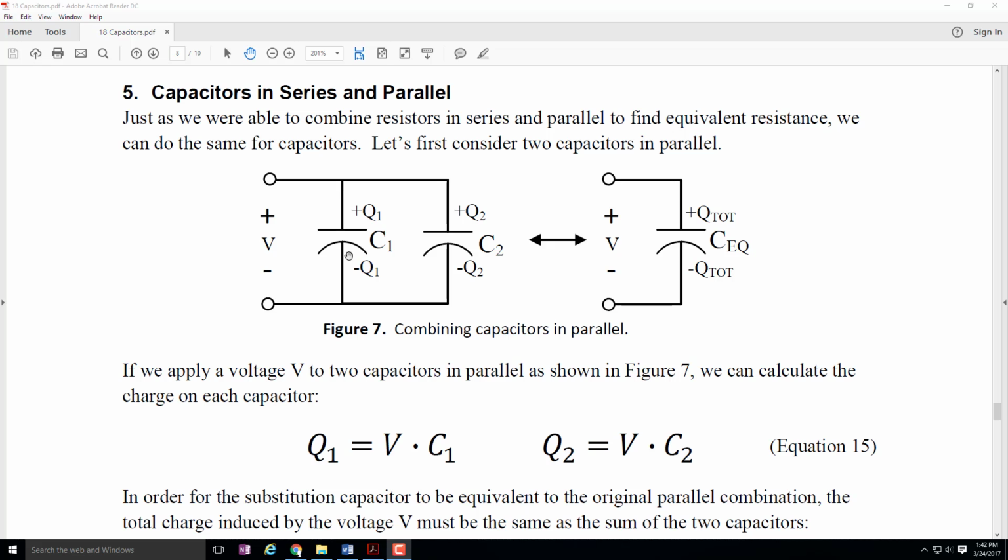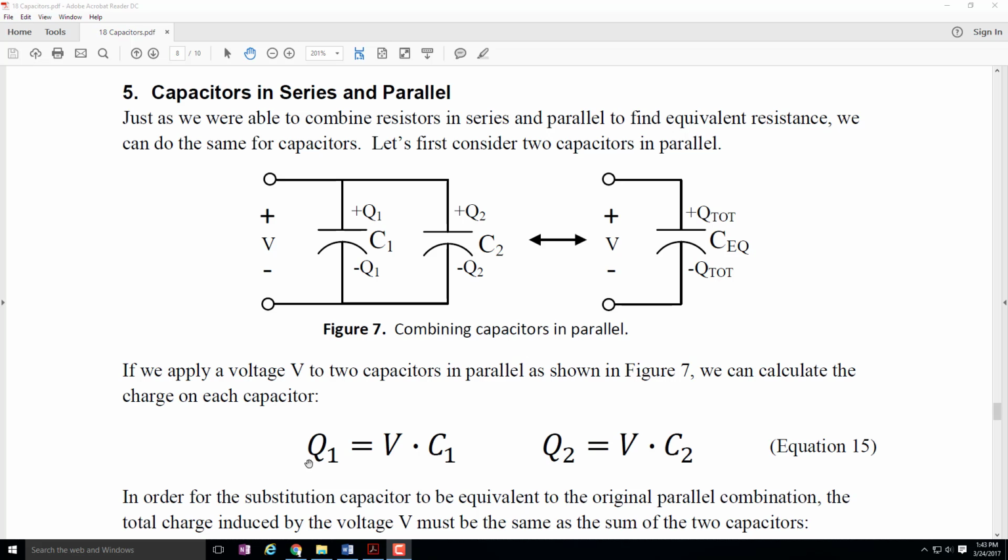Now, because it's the same voltage and the capacitor values could be different, we know that the charges could be different as well. So I've labeled them as Q1 positive and negative and Q2 positive and negative. Now, if there's going to be an equivalent capacitance, that equivalent capacitance should have the same amount of charge induced on its plates for a given voltage as this combination of two capacitors had for a given voltage. So if Q1 and Q2 were the total charges on those two capacitors, Q total should be Q1 plus Q2. So we need to remember that. That'll come up in the work we're about to do.